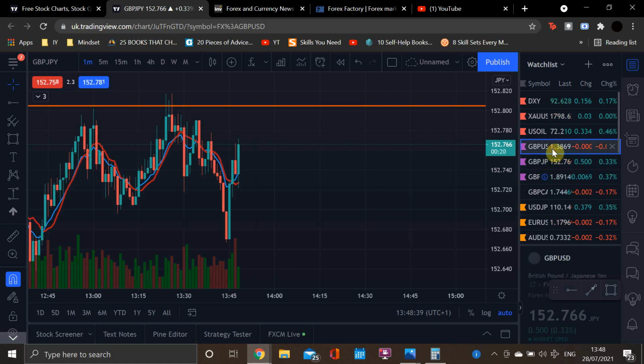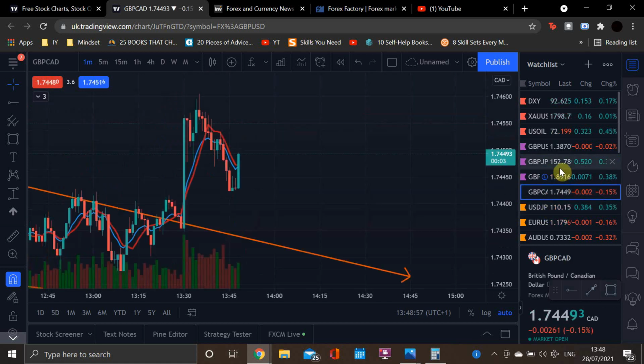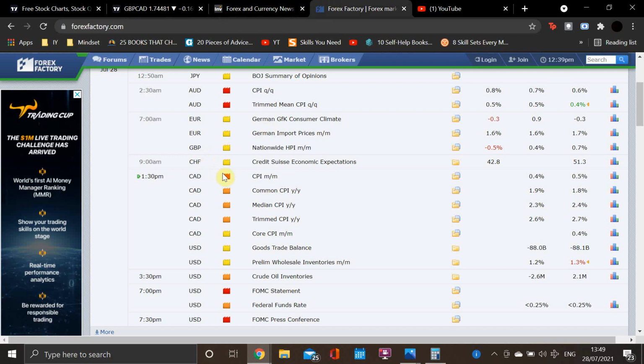The thing is, USD and JPY are very, very strong currencies, so I can understand why big moves are not made from them. I can understand why the big moves are more made from GBP AUD and maybe GBP CAD as well, and all these other pairs. But let's see what went on today.